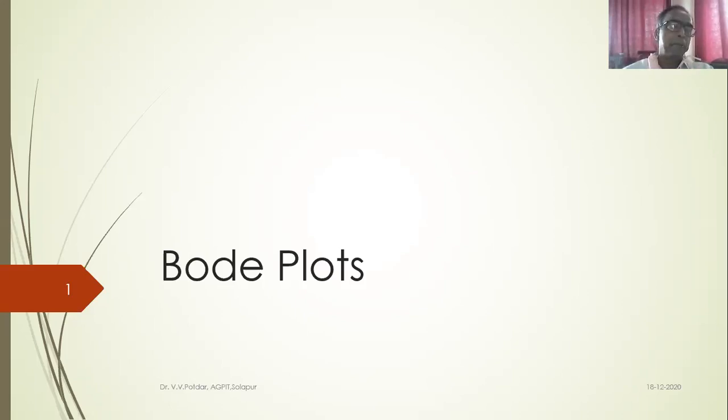Laplacian domain. Now what do I do with this transfer function? As we discussed in the earlier lectures, we do this mathematical modeling to predict the performance of this system.